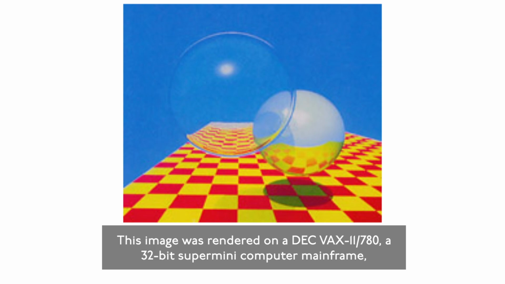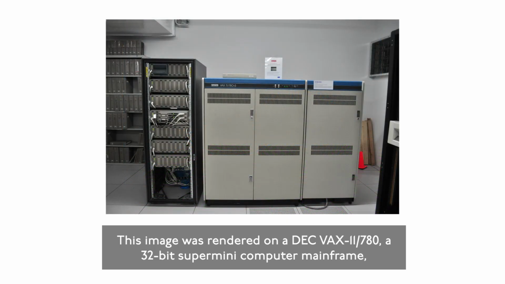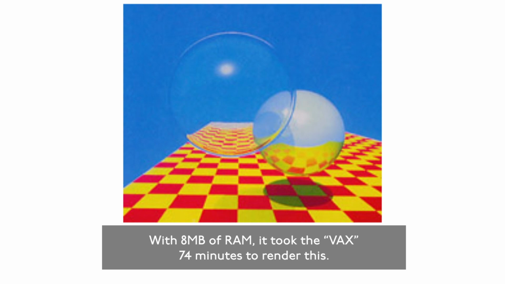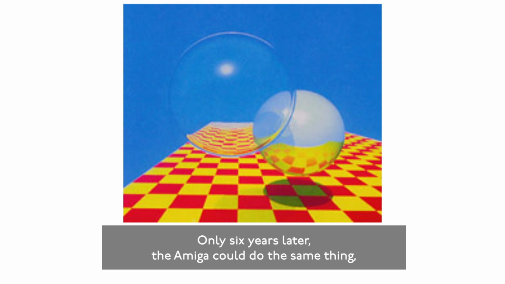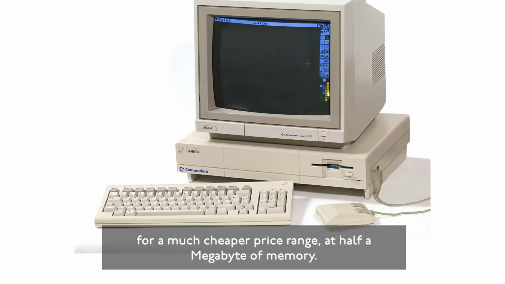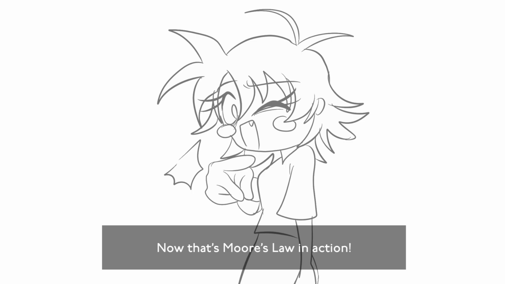This image was rendered on a DEC VAX 11780, a 32-bit Super Mini computer mainframe that would cost $1 million today, compared to the Amiga's price range of $3,500. With 8 megabytes of RAM, it took the VAX 74 minutes to render this. Only 6 years later, the Amiga could do the same thing, for a much cheaper price range, at half a megabyte of memory. Now that's Moore's Law in action.